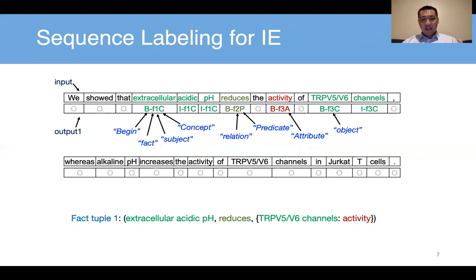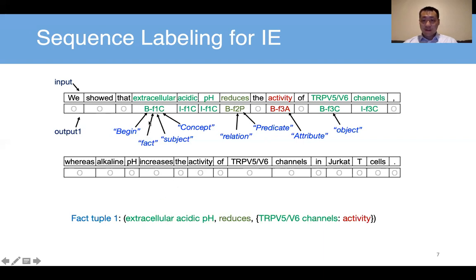So the idea here is probably we can translate this kind of task as a sequence labeling problem. Given a sentence for one tuple, suppose we are looking for this first fact tuple here, acidic pH reduces the activity of the channels. We want to tag the tokens of the sentence. If a token is not in the tuple, it's given the O down here. But if it is, see here, this label is B-F-1-C, which means this token is a beginning word. B is for the beginning word of a concept. C is for concept. It's not an attribute, it's a concept, in the subject of this tuple, right?